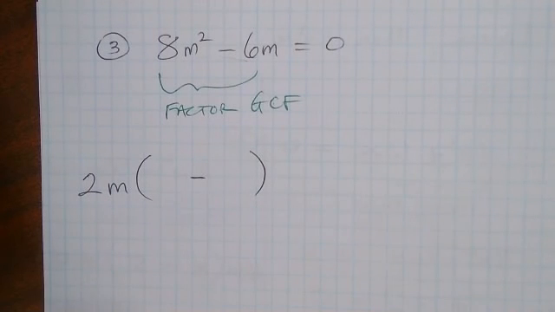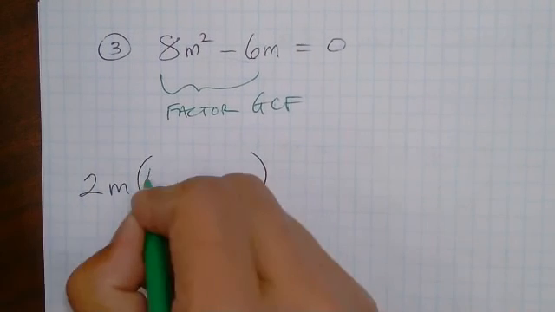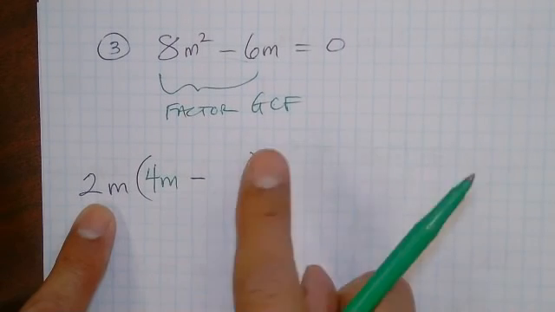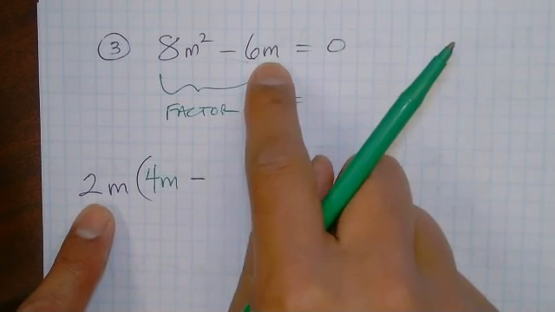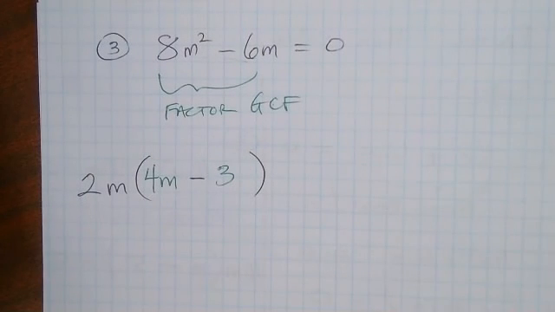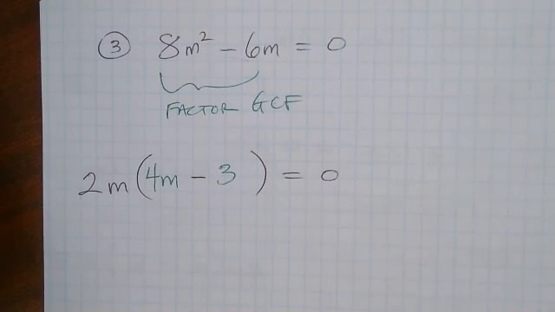And then what's gonna go here? This times what gives me that? 4m. Okay, and this times what gives you that? Just the 3, no more m's? No? That's it, correct. Equals 0.